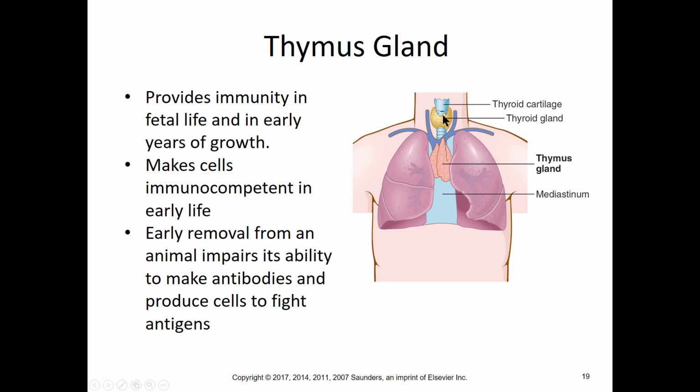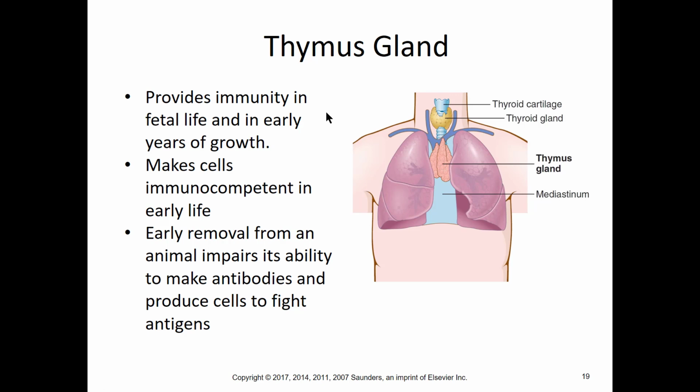The thymus gland, which is right here, right around the thyroid gland, is anterior, and it usually involutes, meaning it disappears. It provides immunity in fetal life. So it's only active early on in life, like babies or children, but then it just disappears. In the early years of growth, it makes cells immunocompetent. So basically, its function is to make your cells immunocompetent in early life.